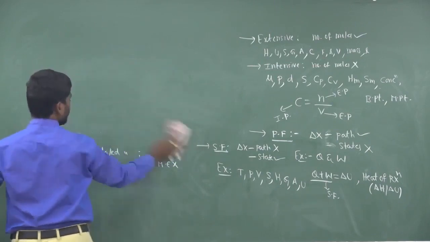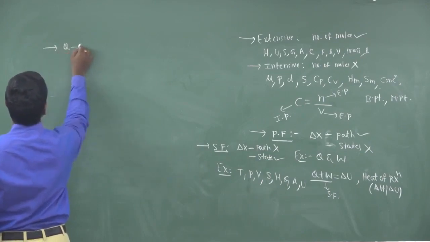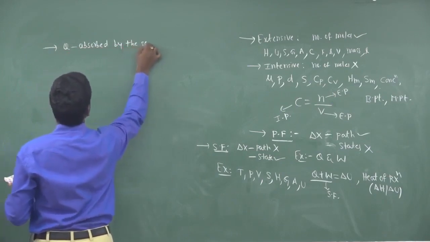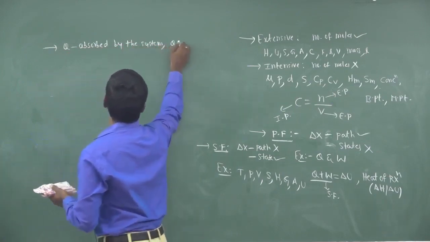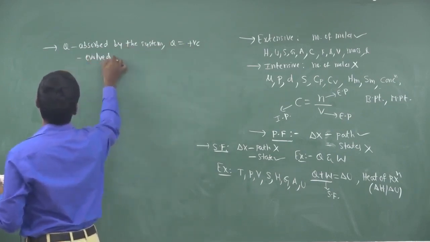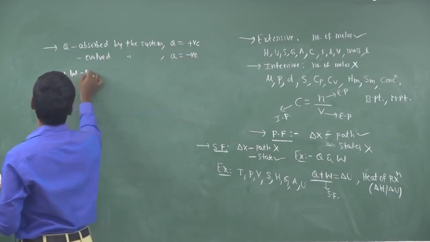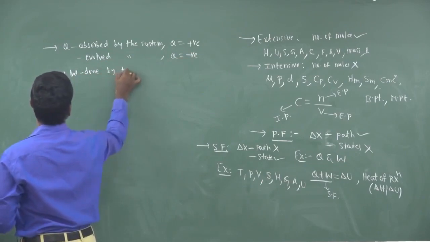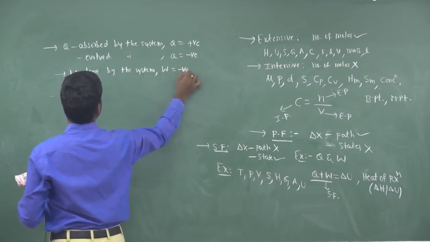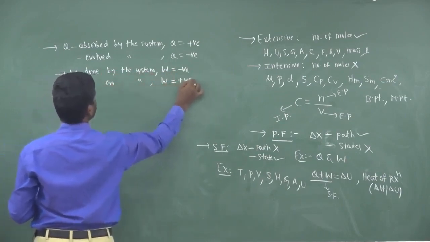Next, if heat is absorbed by the system, with which sign do we have to indicate it? If heat is absorbed by the system, we indicate it with the positive sign. If heat is evolved by the system, we indicate it with the negative sign. If work is done by the system, W has a negative sign. If work is done on the system, we indicate it with the positive sign.